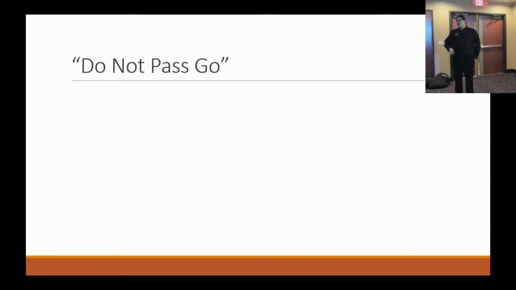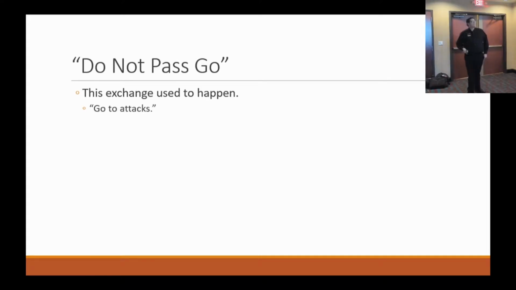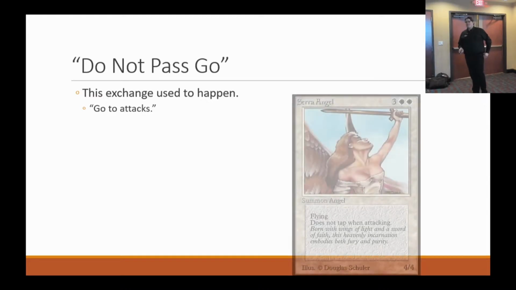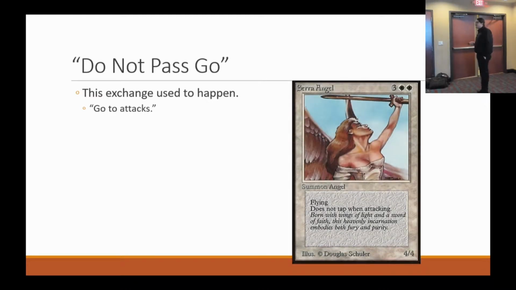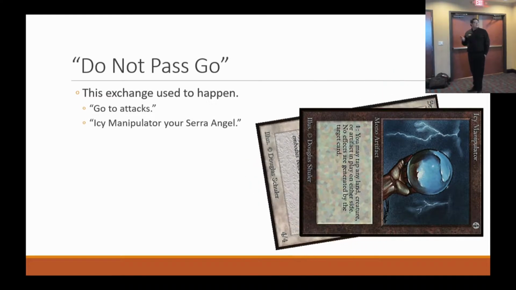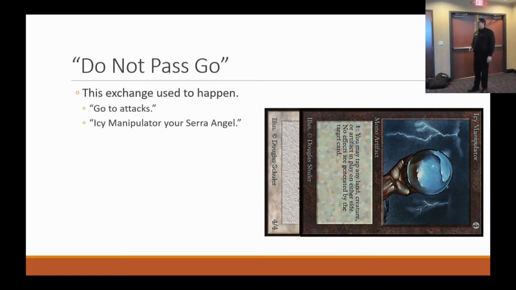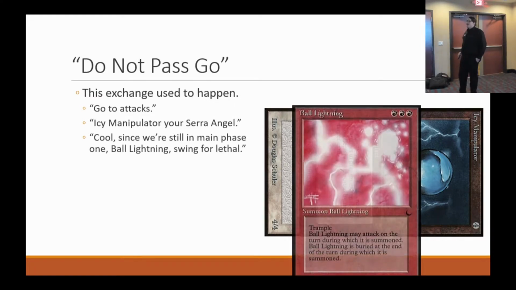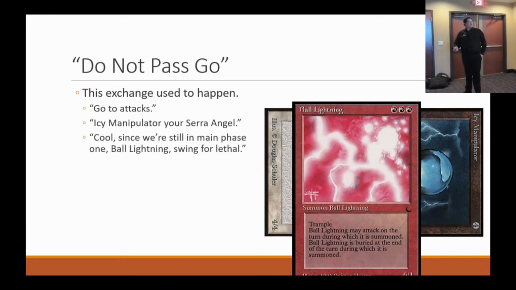So we're going to talk about do not pass go. This was an article written by Toby Elliott. I believe it was during Kaladesh. And it talked about this particular exchange. I say go to attacks, because I have this cool Serra Angel, and it really just wants to say hi to you. And you say, cool, I'm going to Icy Manipulator your Serra Angel. I don't want to take that damage. But because of the nebulous language, I could say, well, since we're in main phase 1, I'm going to go ahead and cast this Ball Lightning, and I'm going to swing for lethal.